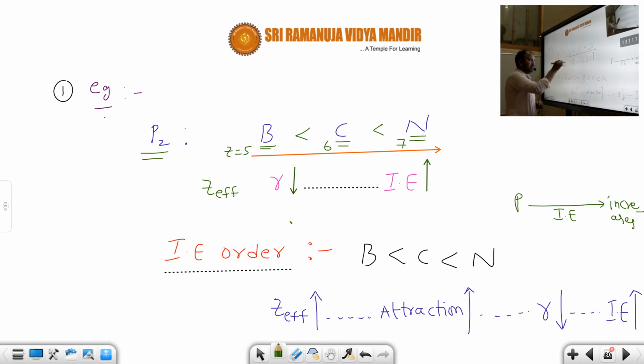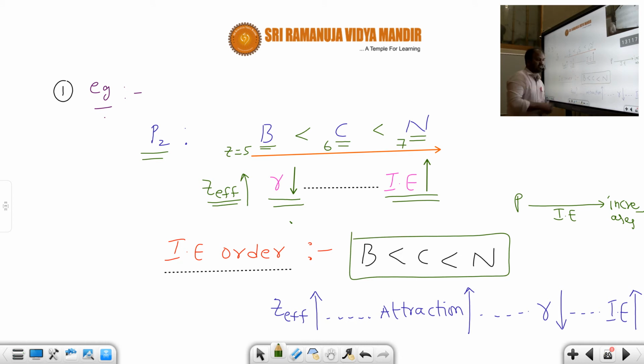The reason is that in the periods from left to right, atomic number increases, so effective nuclear charge increases. Whenever effective nuclear charge increases, radius decreases. So obviously radius decreases and ionization energy increases, because radius and ionization energy are inversely proportional to each other. So what is the ionization energy order? This is the general trend.